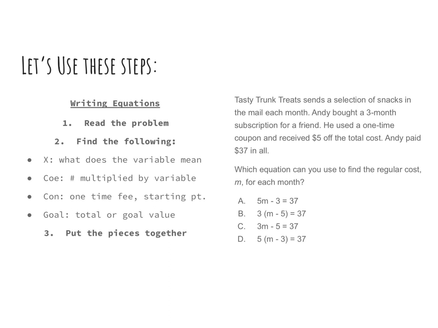This problem says, Tasty Trunk Treats sends a selection of snacks in the mail each month. Andy bought a 3-month subscription for a friend. He used a one-time coupon and received $5 off the total cost. Andy paid $37 in all. Which equation can you use to find the regular cost, M, for each month?